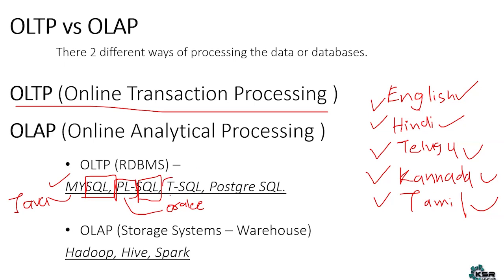T-SQL is a product of Microsoft. Microsoft defines a slightly different slang with the help of SQL. PostgreSQL is a different product. But all these products are part of SQL as a language. So this is one slang, this is one slang, this is one slang, and this is one slang.